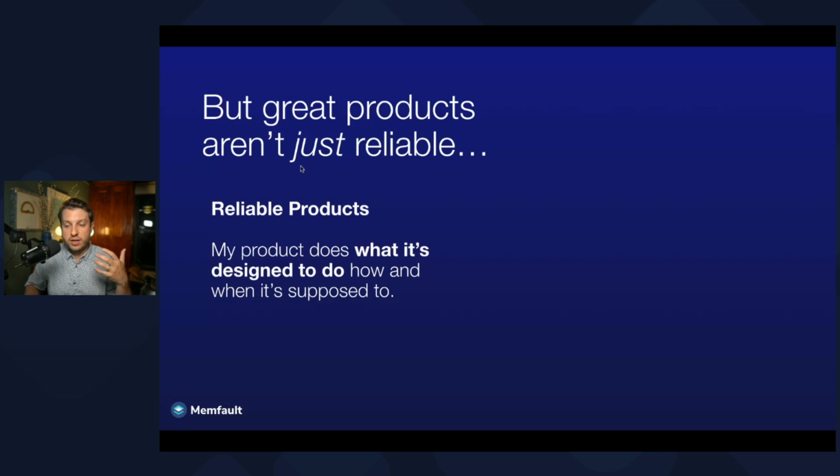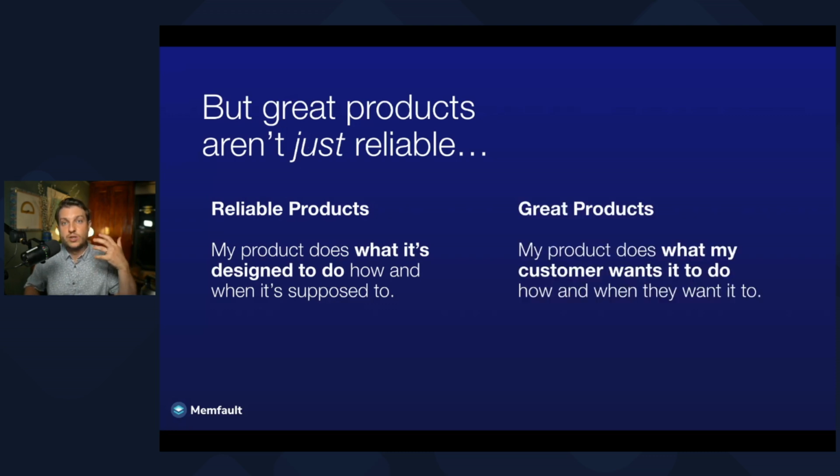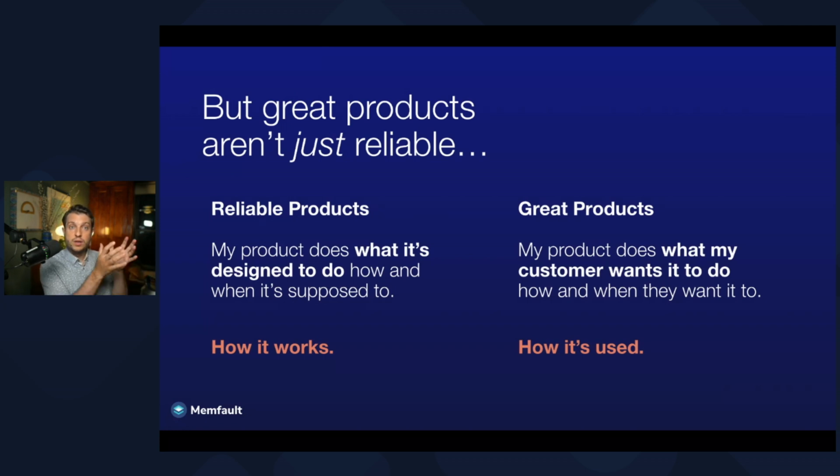But a great product is a product that works the way customers expect, a product that does what customers want it to do. That goes beyond the design intent. A great product understands what its users want and need. In other words, reliability is about understanding how it works, but building great products requires understanding how it's used.